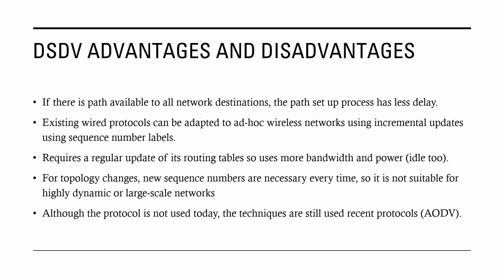For topology changes, new sequence numbers are necessary every time. So it is not suitable for highly dynamic or large scale networks, because in those scenarios there is either a large number of nodes for large scale networks, or the routes might be changing very frequently if the network is highly dynamic. Okay, so the limit of the sequence numbers might be reached very quickly if the sequence numbers are changed every time the topology changes, because that's how this protocol works.